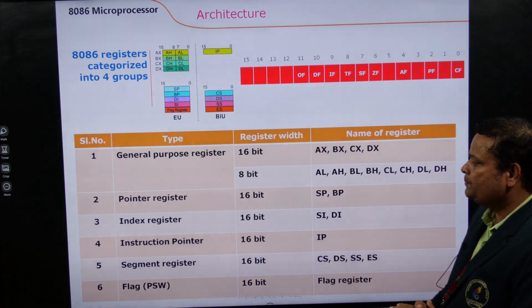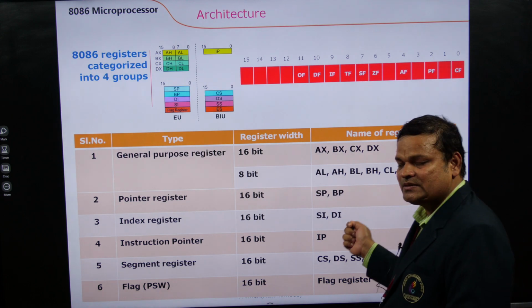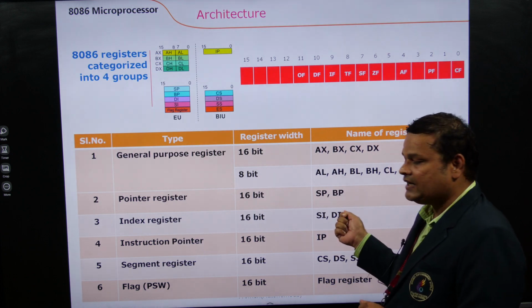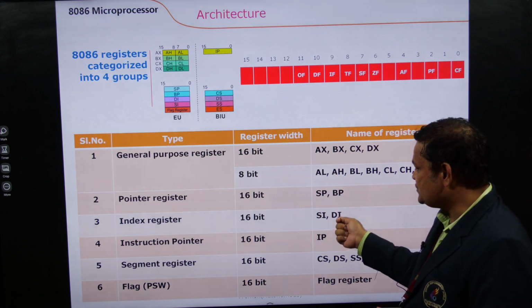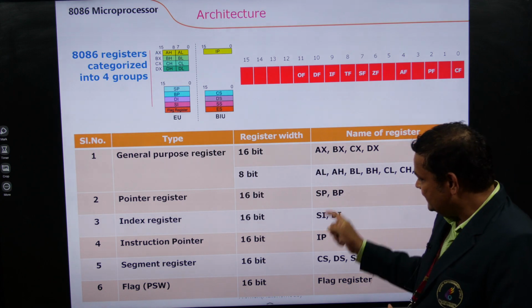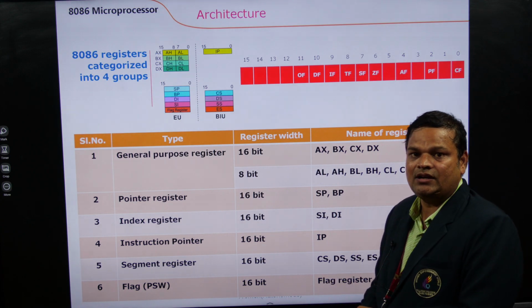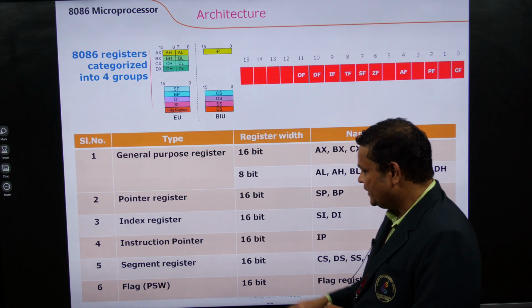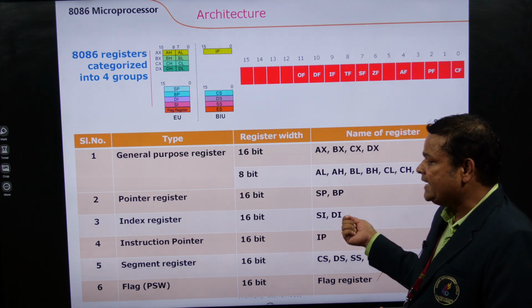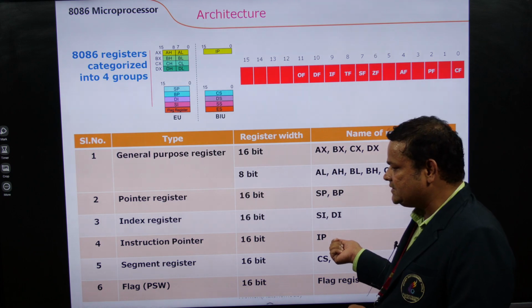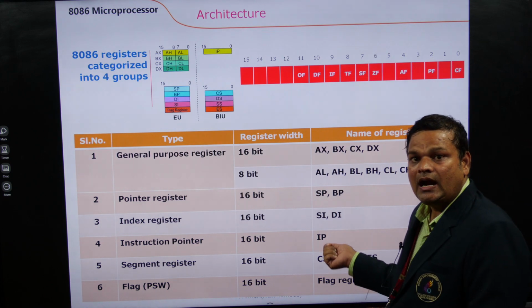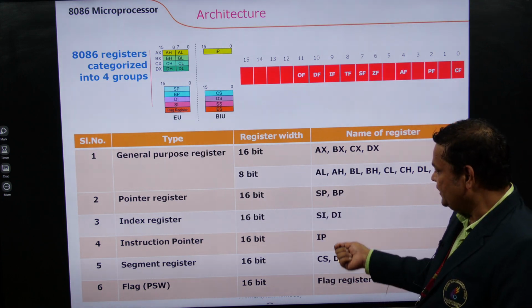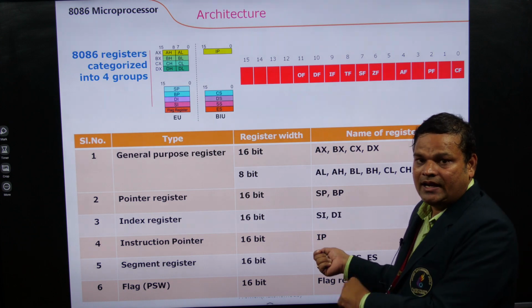Then we have 2 pointer registers, called the stack pointer and the base pointer, which are needed for generating the physical address along with the segment address. Next come the 2 index registers, SI and DI. These index registers also play a vital role in generating the 20-bit address whenever we are accessing data in array format. Next comes the instruction pointer, a register which holds the offset address needed for fetching data from the code segment. So it acts like the program counter in other processors.